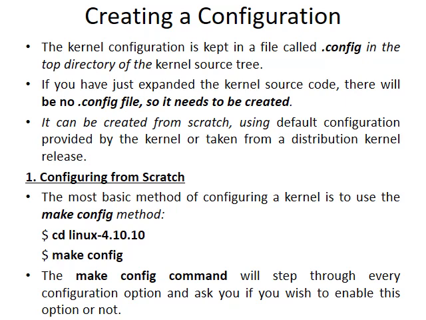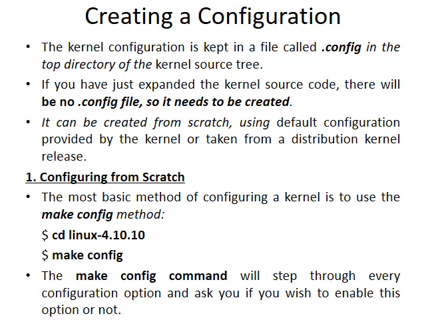For creating the kernel configuration, the kernel configuration is available in the .config file in the top directory of the kernel source tree. If you just expand the kernel source code, there will be no .config file, so you need to create it. It can be created from scratch using the default configuration provided by the kernel or taken from the distribution kernel release. If we are taking the configuration from scratch, the following is the command.